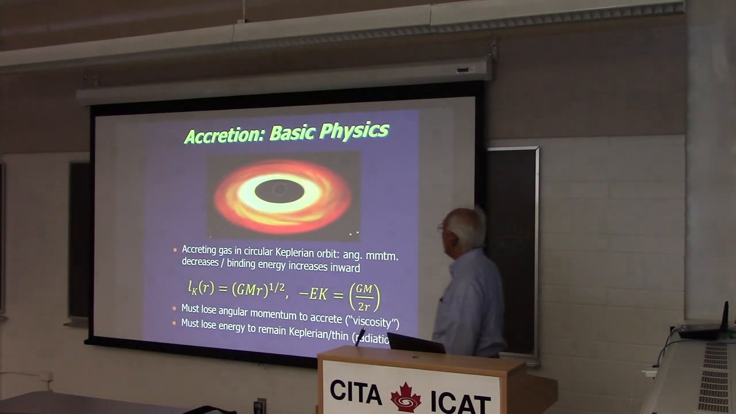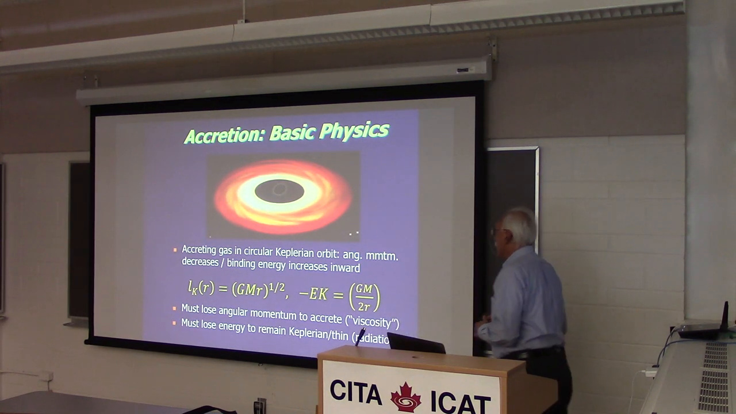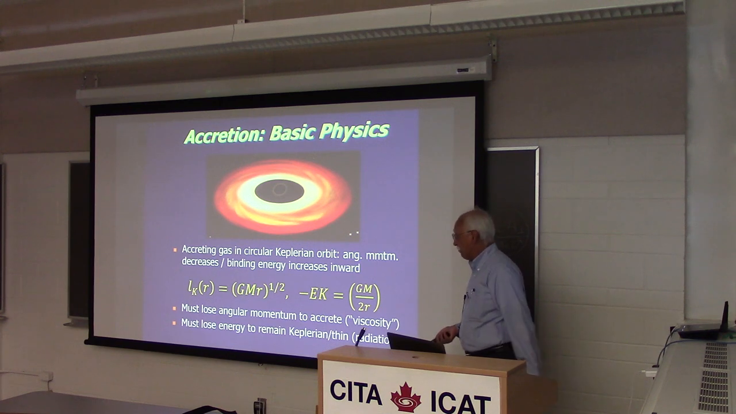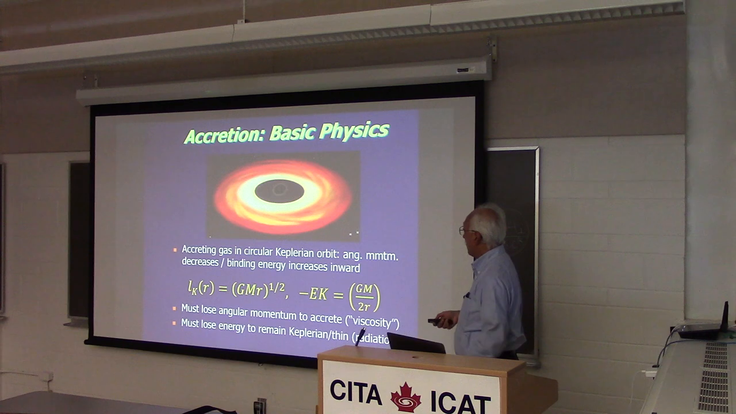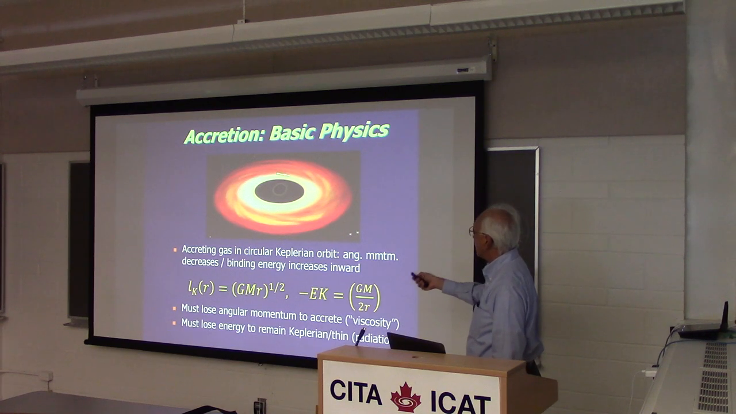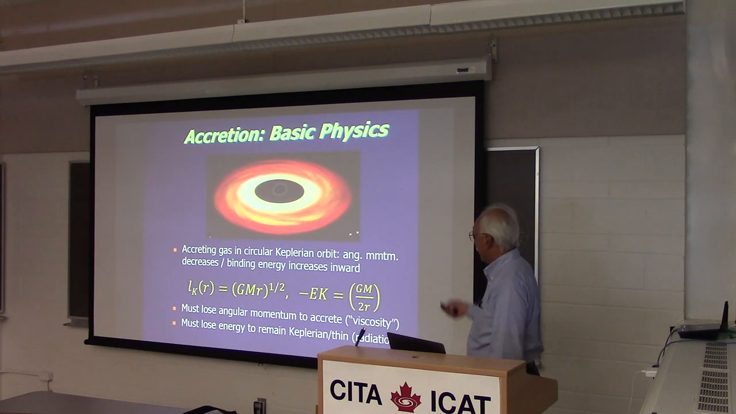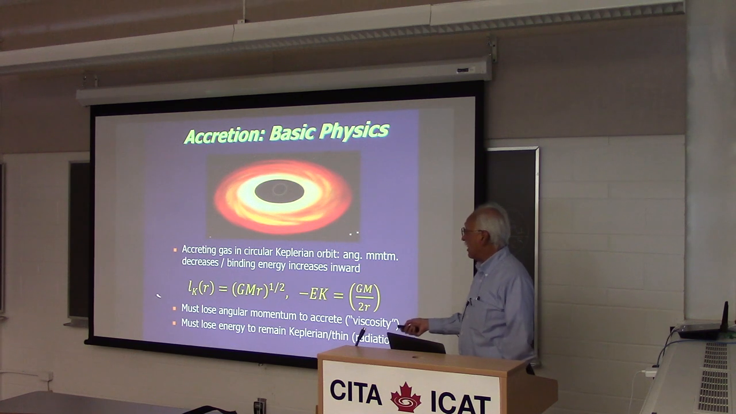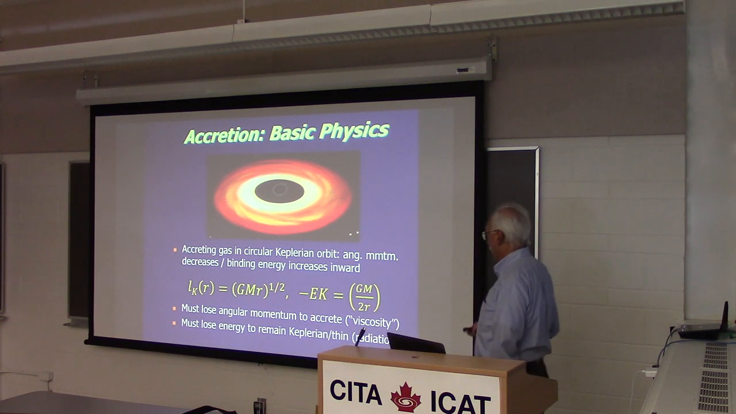Okay, so let's remind ourselves of the basic physics, accretion. So in the simple model, the Shakura-Sunyaev model, for instance, which is basically a thin disk of gas that's going round, each parcel of gas is essentially in a circular Keplerian orbit. And that means we know how various quantities scale as a function of radius. So the angular momentum per unit mass, specific angular momentum, goes like r to the half. So it increases outward. So it's less on the inside, greater on the outside.